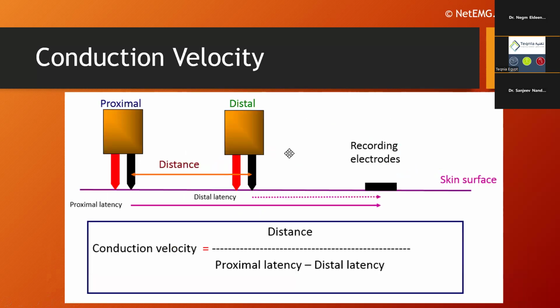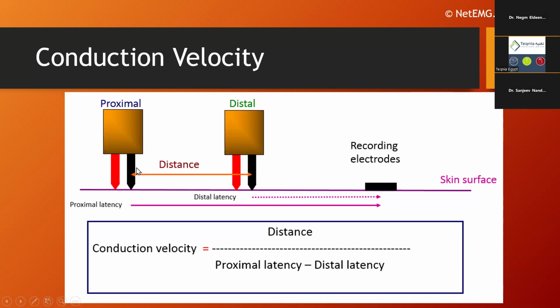Let's look at our conduction velocity. The formula is the distance between the distal and proximal stimulation sites, measured in millimeters, and we divide it by the difference between the proximal and distal latency. So when you subtract these, notice that we are taking away the time of nerve propagation in the distal segment over here. The velocity that we measure is specific to the segment between the distal and proximal site.